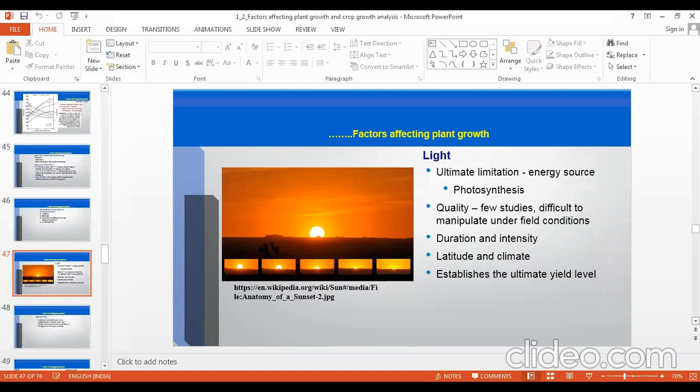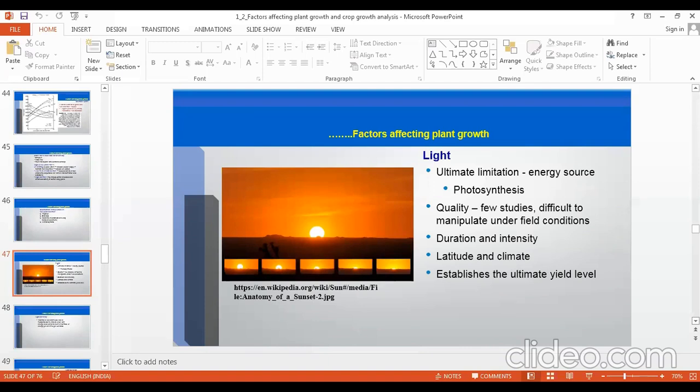So actually it is not possible under field condition to create red color light and grow your plant in red color light. That is not practically possible or feasible, but at the experimental level people have done it. Duration and intensity are very, very important, and latitude and climate affect the light available to the earth, establishing the ultimate yield level. So particularly the light intensity is very, very important.